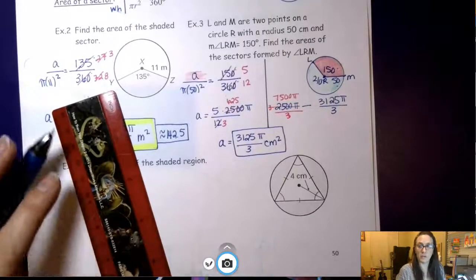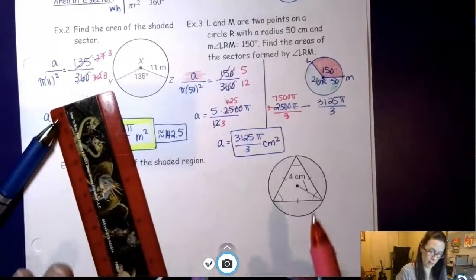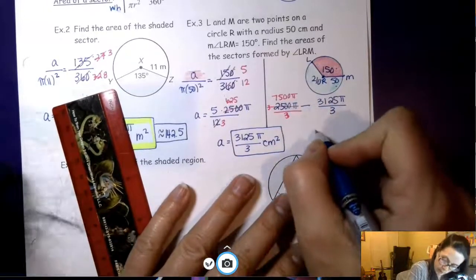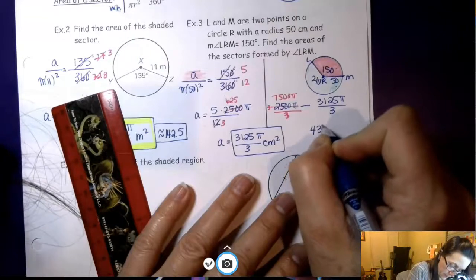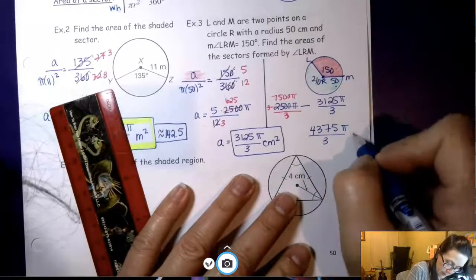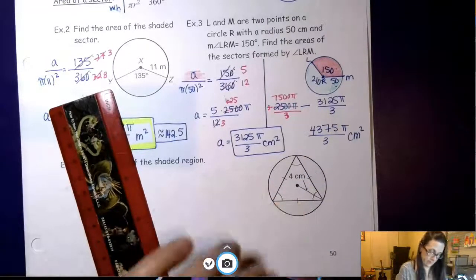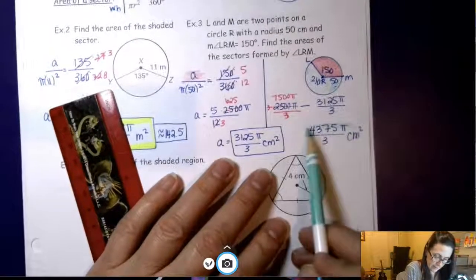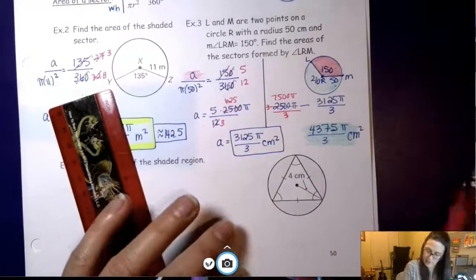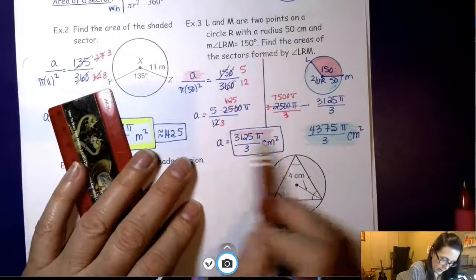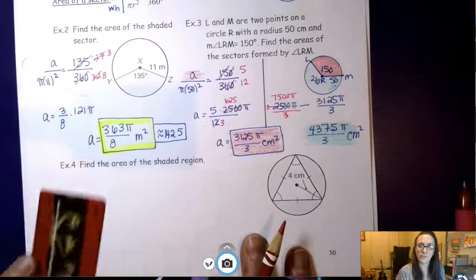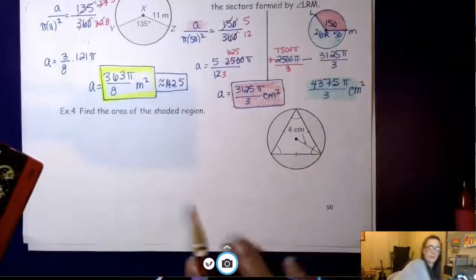So now it's the area of the circle where I can subtract. 7,500 pi minus 3,125. I'm going to end up with 4,375 pi divided by 3 centimeters squared. This is the area of that colored region. And this one here, I'll color code for us, is the red region. So there you go. Okay, now we want to find the area of this shaded region.